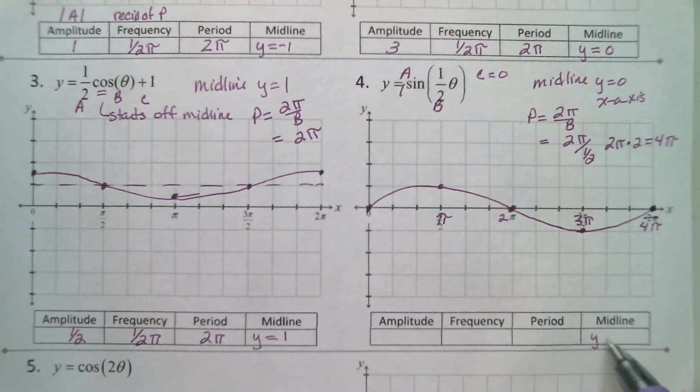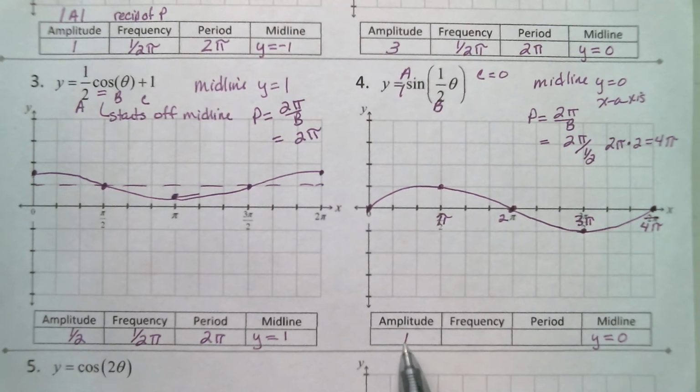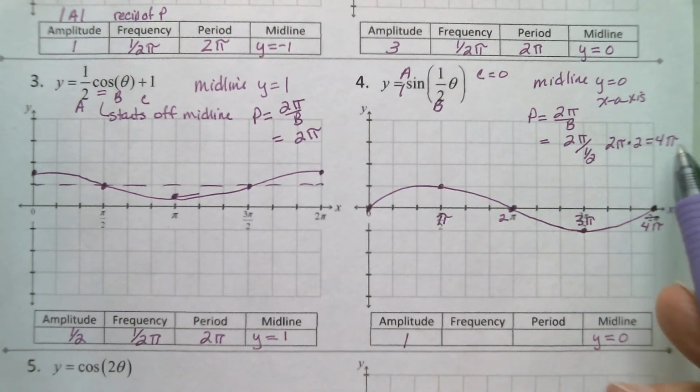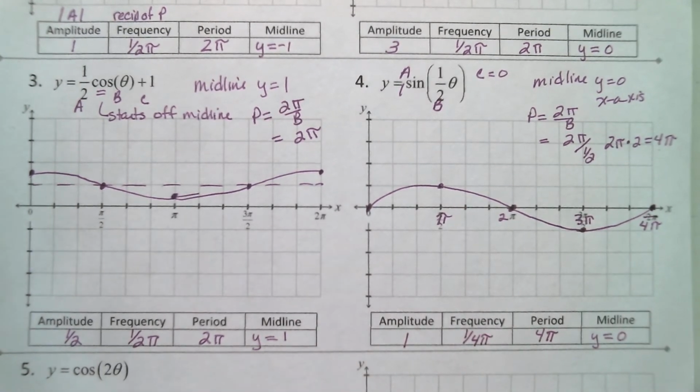Midline was y equals 0. Our amplitude is 1. Our period was 4 pi. So the frequency is the reciprocal, 1 over 4 pi.